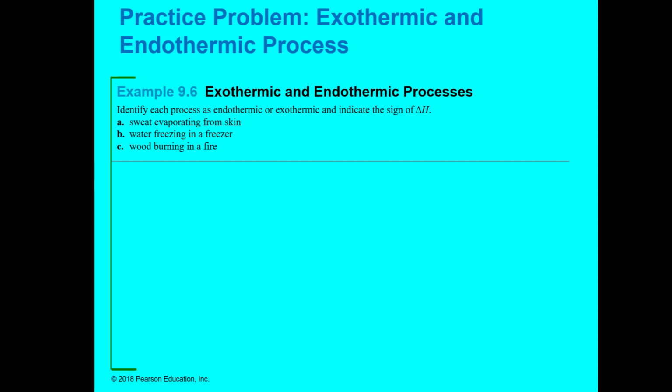And so in these everyday processes, which would be endothermic versus exothermic, and then what is the sign for the delta H? So when sweat evaporates from the skin, okay, not when you're sweating, but when you're evaporating, that's actually an endothermic process, which is a positive delta H because you are absorbing energy from the outside in order to cool that down. So your system, which is your skin, cools down.